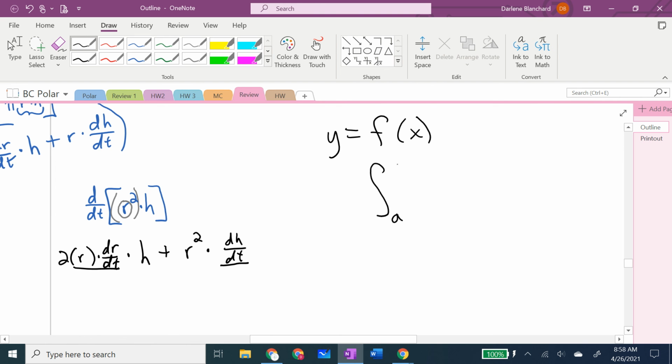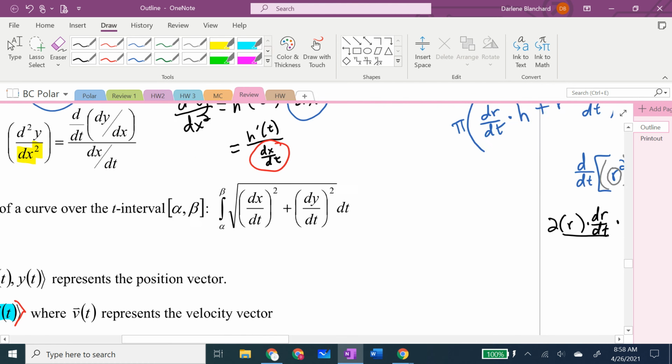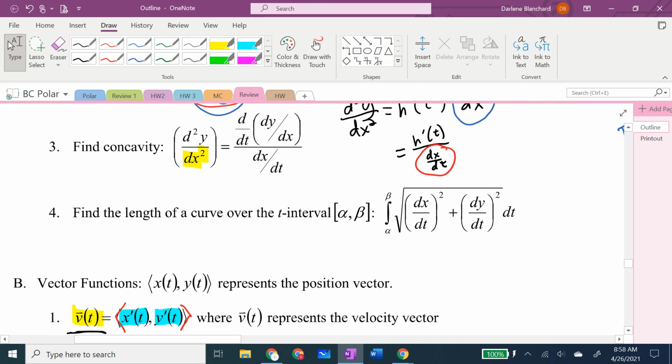So from x equals a to x equals b, the square root of 1 plus the derivative of the function squared. But if you're dealing with parametric length of curve, I have alpha and beta here because I want to emphasize that it's with respect to time.